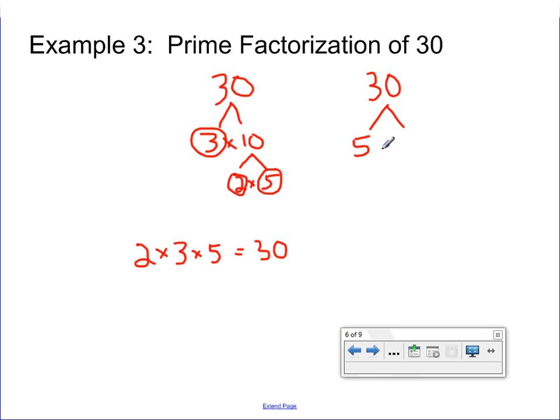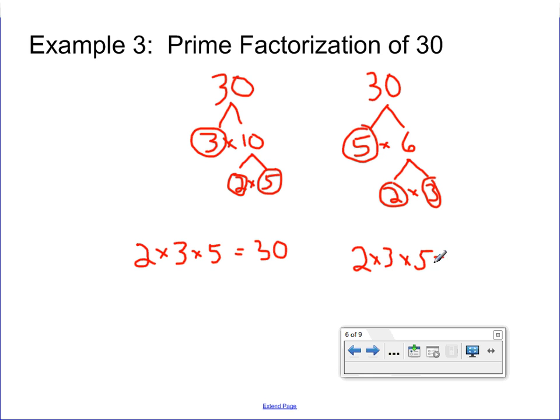If my first branches are 5 and 6, is 5 a prime number? Yes. So we're going to circle it. We're done with that one. Let's look here. That's not a prime number. I know that I can still factor that out to 2 times 3. And look what I have. Prime number here, prime number here. I still have my 2 times 3 times 5.